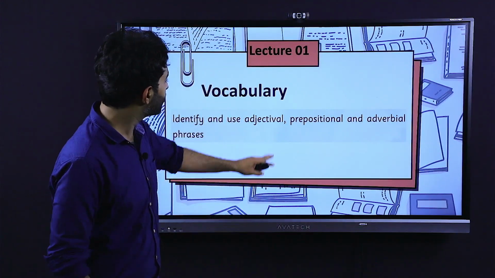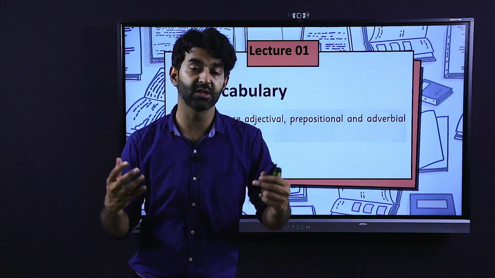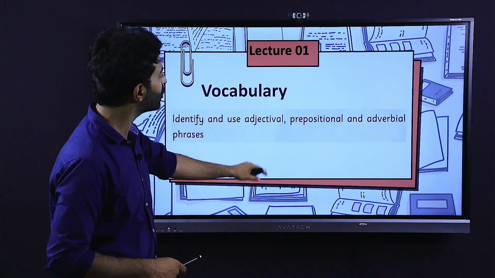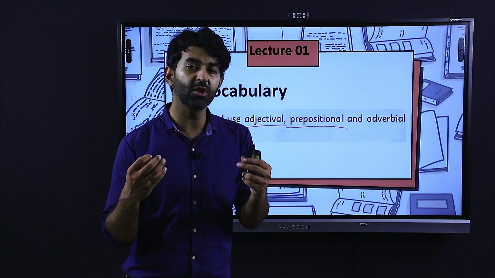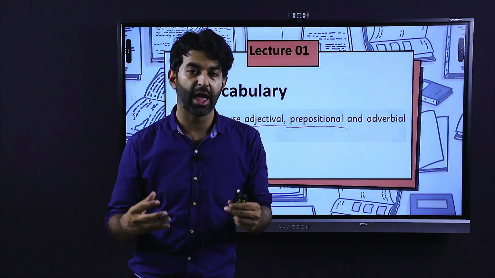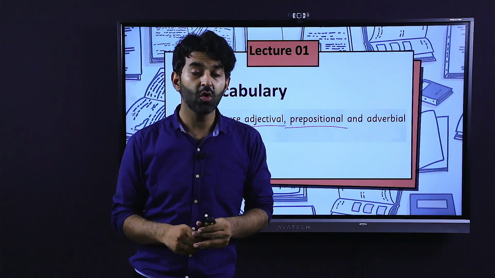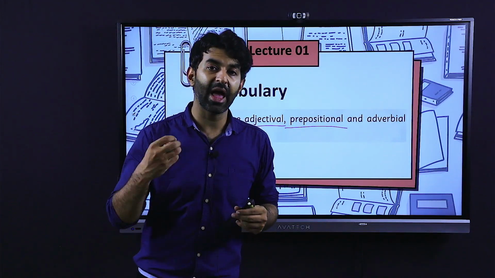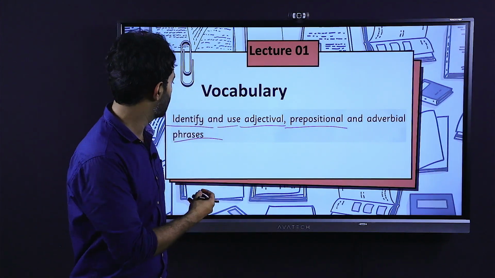In the upcoming lecture series, we will be talking about vocabulary, as it is very much important. So the student learning outcome that we will be having is to identify and use adjectival, prepositional and adverbial phrases. Now we are talking about phrases, and we know that phrases are groups of words and they make sense but in a context, right?